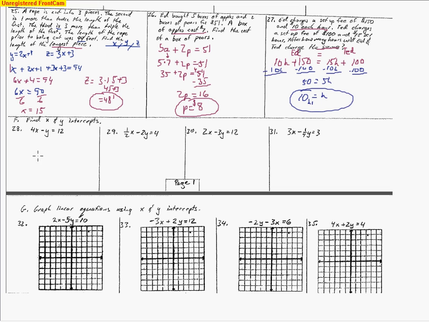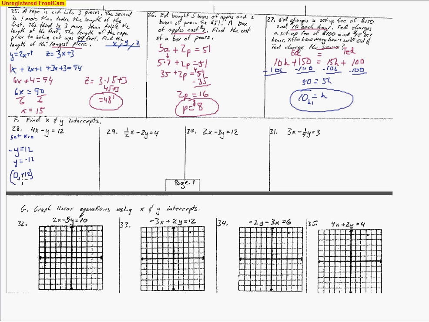And the next one here, find x and y intercepts. Well, when we want to find the intercepts, you're going to set one of them equal to 0. And that's what we're going to do here. So let's set x equal to 0. When I set x equal to 0, I've got negative y equals 12. And this will give me my y-intercept. So when I divide by -1, I get y equals -12. So my y-intercept is 0 for x, -12 for y.